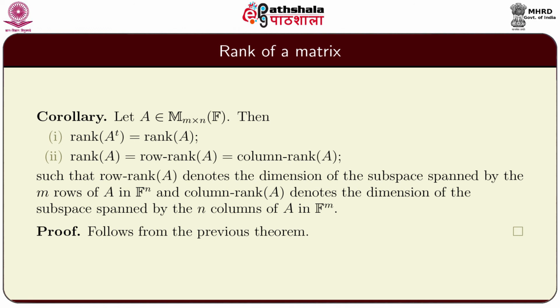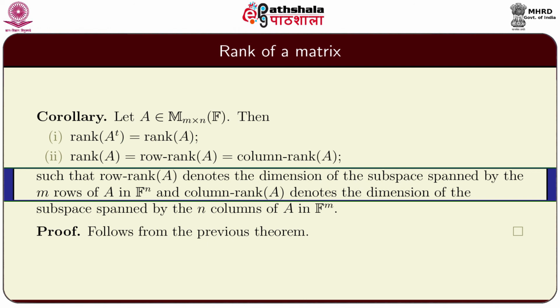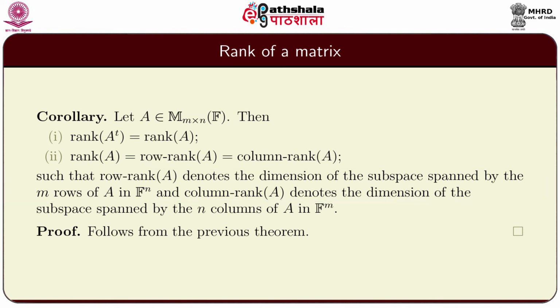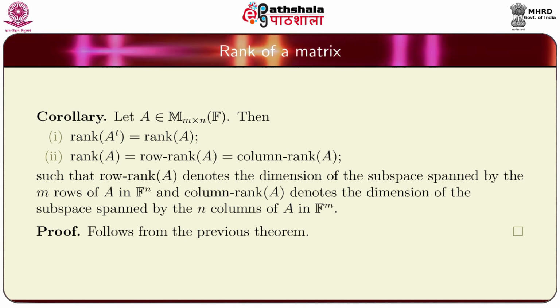Now the first corollary, which says that if A is an m cross n matrix over a field F, then rank of A transposed is the same as rank of A, and rank of A is the same as the row rank of A, which is the same as the column rank of A. So what is row rank of A? It is the dimension of the subspace spanned by the m rows of the matrix A in the vector space F^n, and column rank of A denotes the dimension of the subspace spanned by the n columns of the matrix A in the vector space F^m.